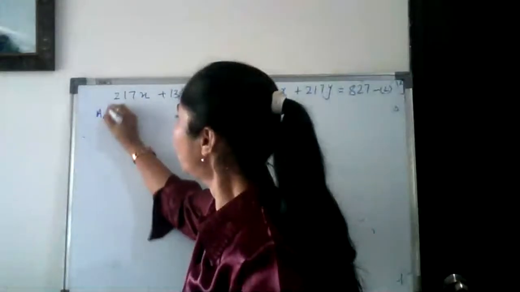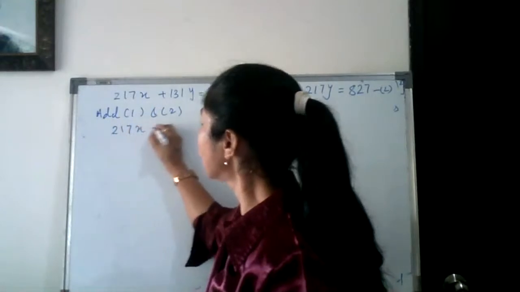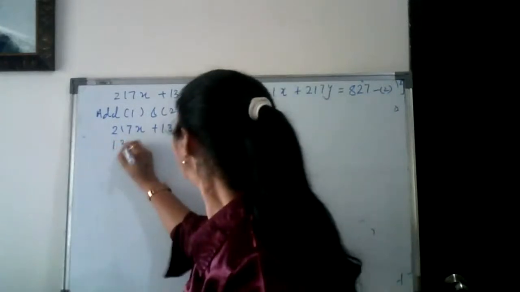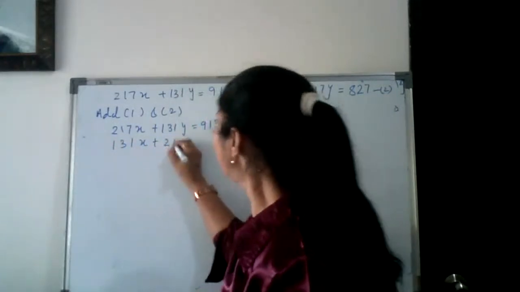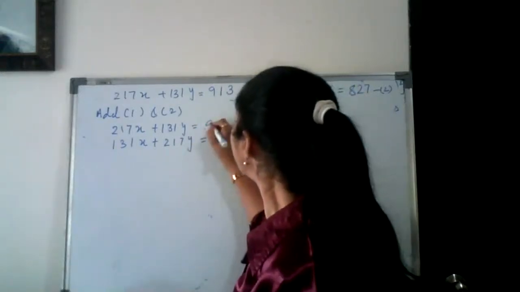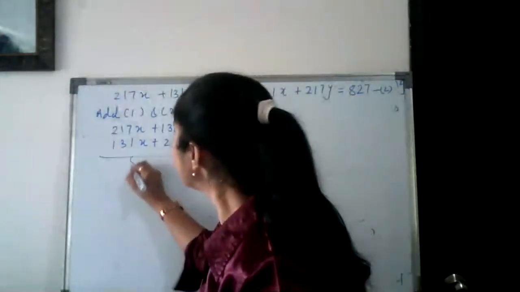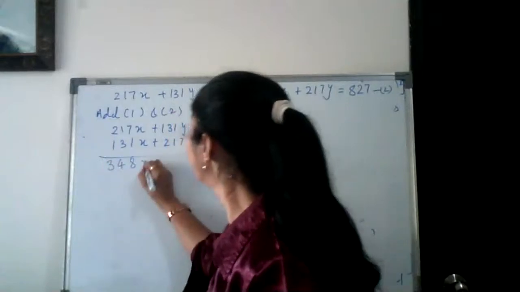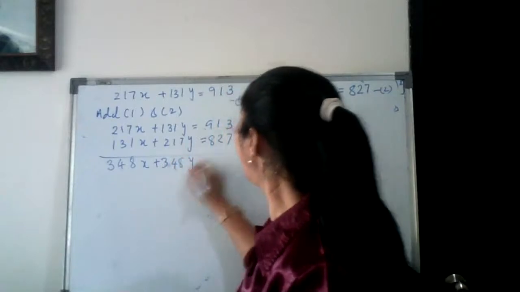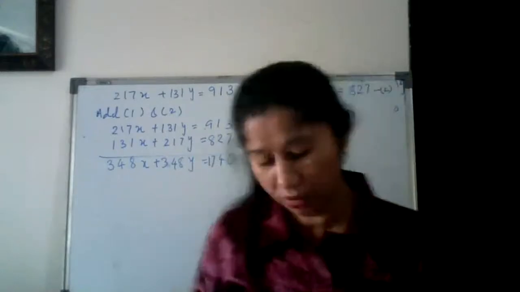So adding 1 and 2, you get 217x plus 131y is 913, 131x plus 217y is equal to 827. So it is 843, 348y, 1740.